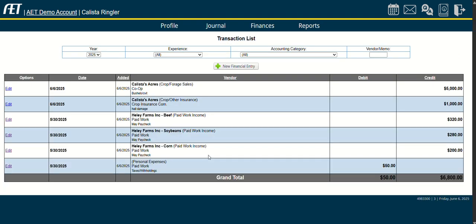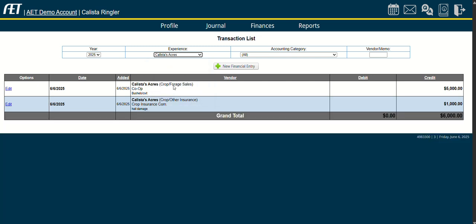Okay. So what that does now is when I look at my transaction list, again, this is showing me all my experiences, so all my SAEs. If I want to look at just one of them, I can choose that filter down here. So maybe just Callista's Acres. And so far, the only things I've entered have been for that grain sale and for hail damage insurance. So it's showing me at a profit of $6,000.